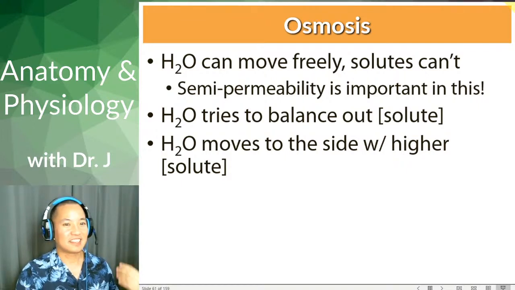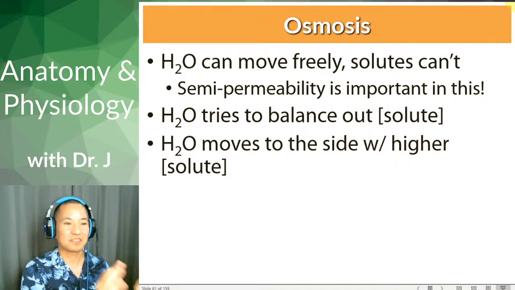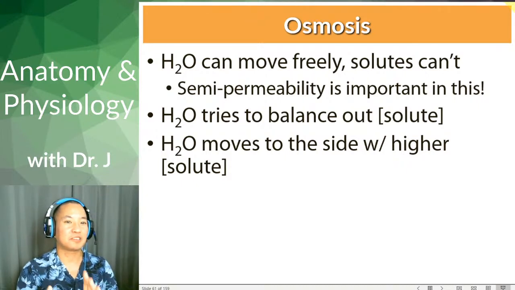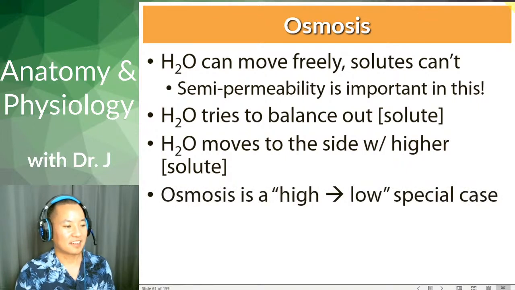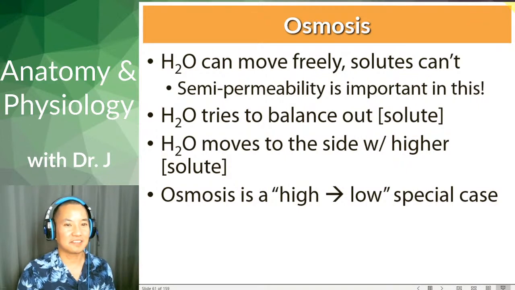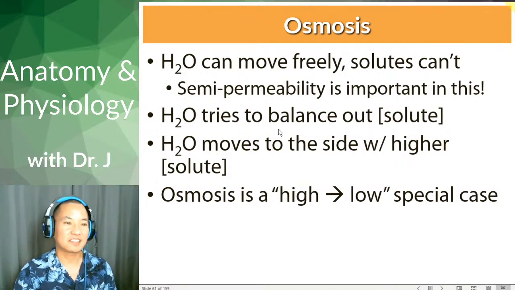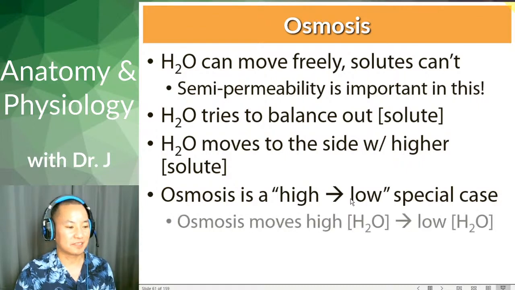So again, they didn't like to be in that part where there were relatively fewer goodies on one side, but they moved to the side that had more attraction, more goodies for them to be attracted to. So osmosis is a high to low special case. Again, we're not talking about concentrations of the solutes. We're talking about balancing out the concentrations and moving from where there's too much water to where there's relatively less water. So it's still high to low, but with a special twist to it.